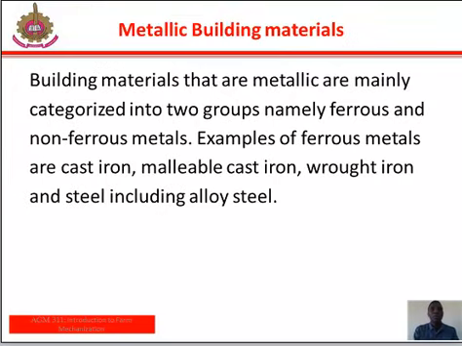Talking about metallic building materials, they are mainly categorized into two groups, namely ferrous and non-ferrous metals. Examples of ferrous metals are cast iron, malleable cast iron, wrought iron, and steel, including alloy steel. The properties of these materials are not considered here, but attention is given to their uses. Examples of non-ferrous metals are copper, brass, bronze, aluminium, zinc, and so on.